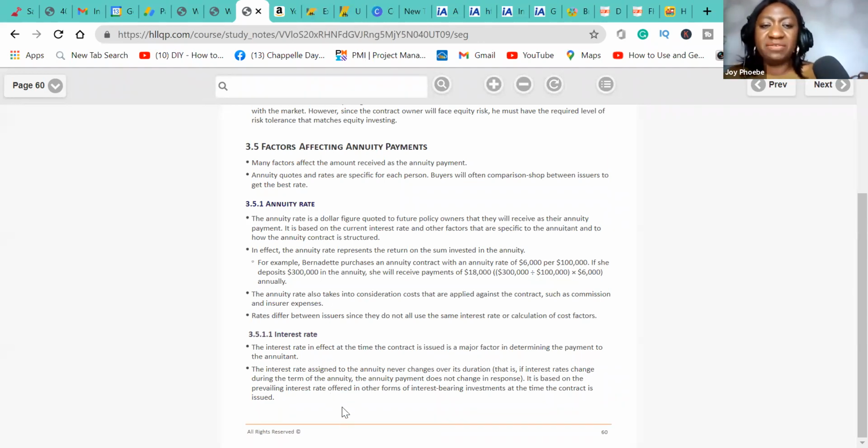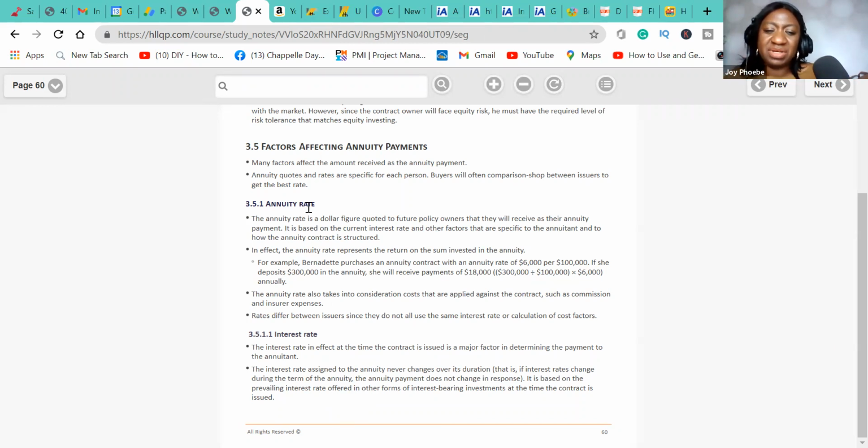All right. Another factor that affects annuity is interest rate. Now, don't confuse annuity rate and interest rate. The annuity rate is the rate that the insurance company is giving you. Now, interest rate is another big factor.